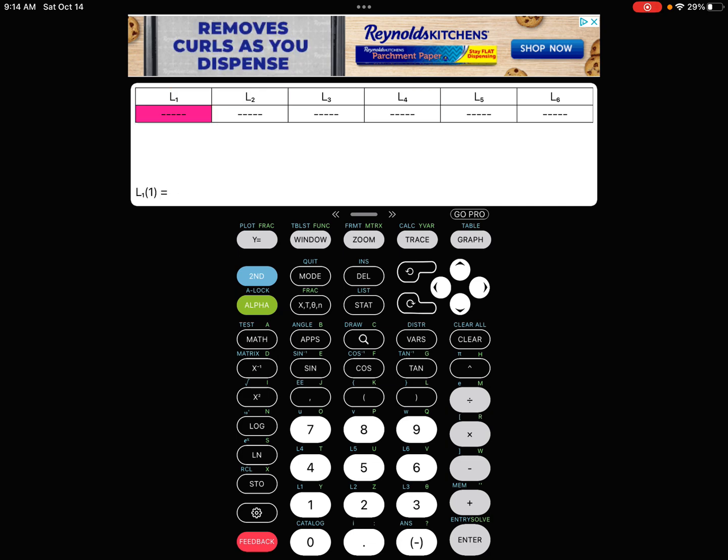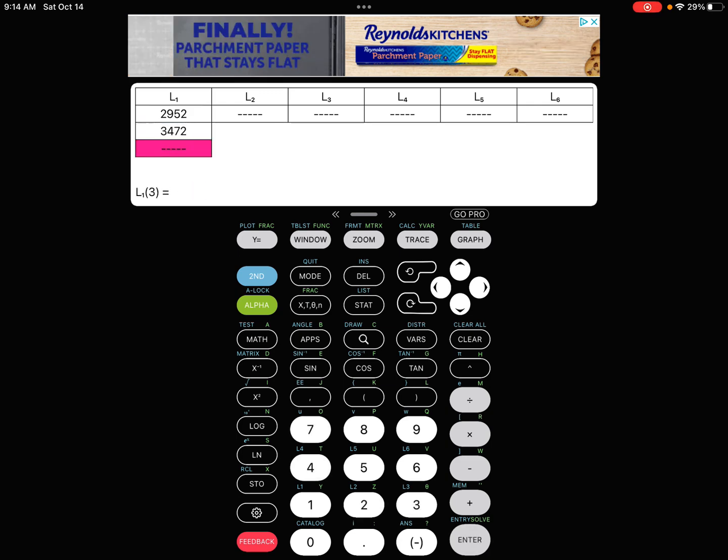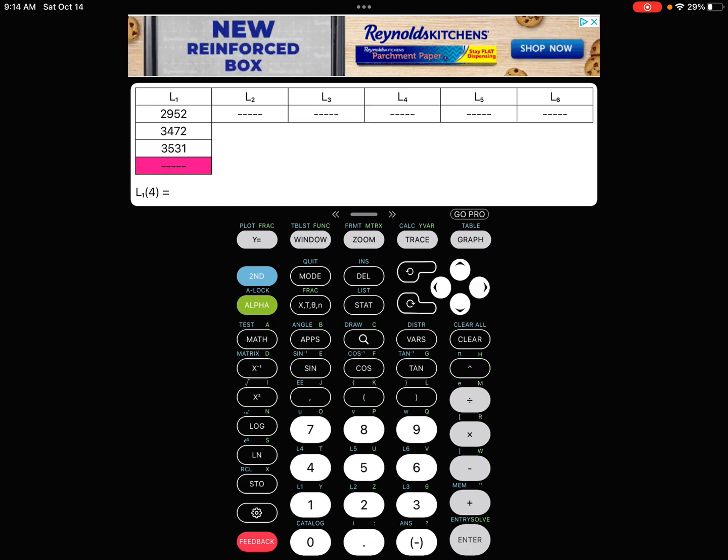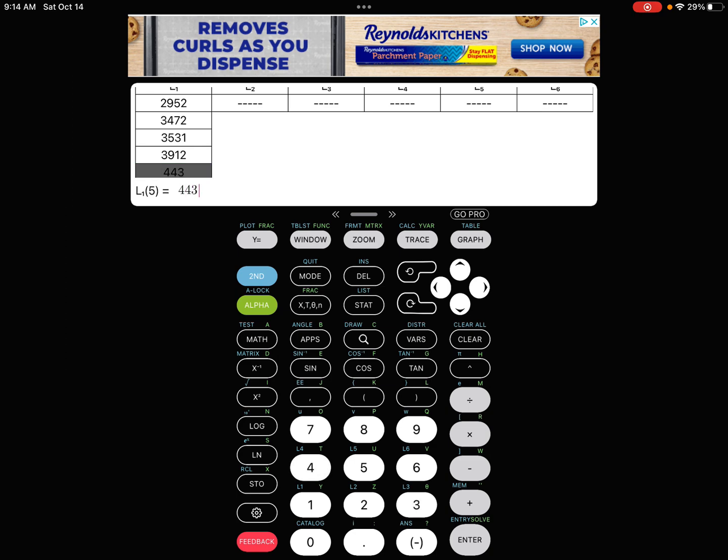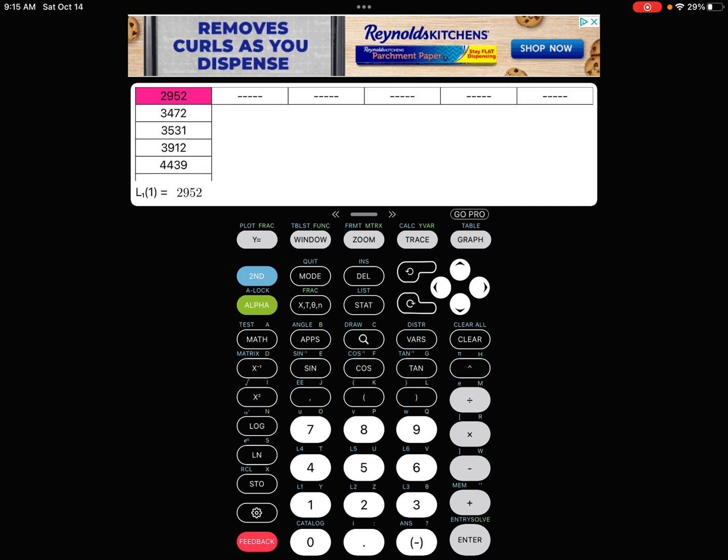And let's do our data: 2952, 3472, 3531, 3912, 4439. Then I have to look at my data again because I usually must type something. Then I'm going to do the gas mileage, which is 40.45. Enter.